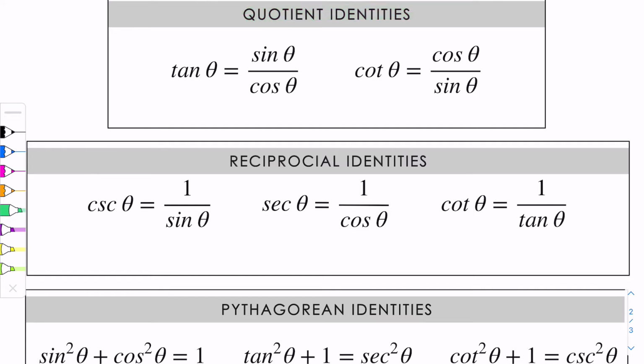The first one being tangent is equal to sine over cosine. When we first learned this, we learned that tangent was y over x. But as we learned more about trig values, we learned that the y value is the sine value and the x value is the cosine value. We've also learned that cotangent is cosine over sine, which we started by learning that it was x over y.